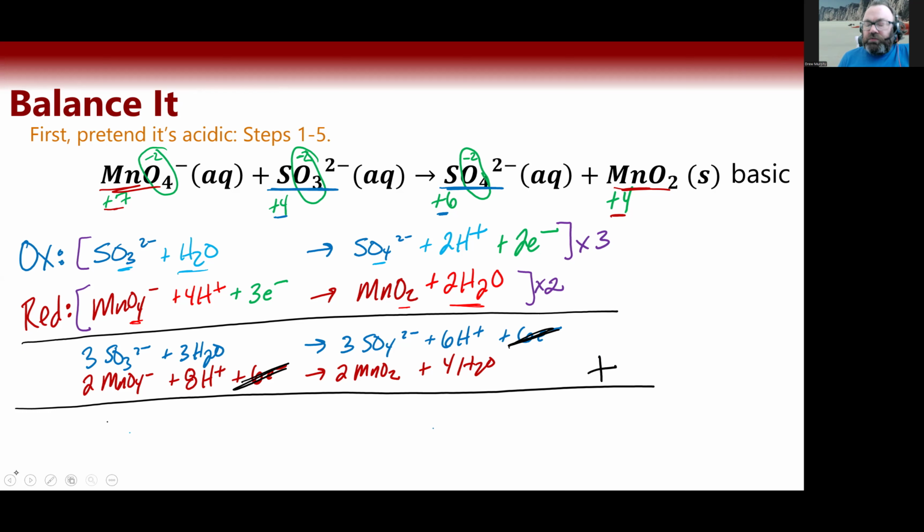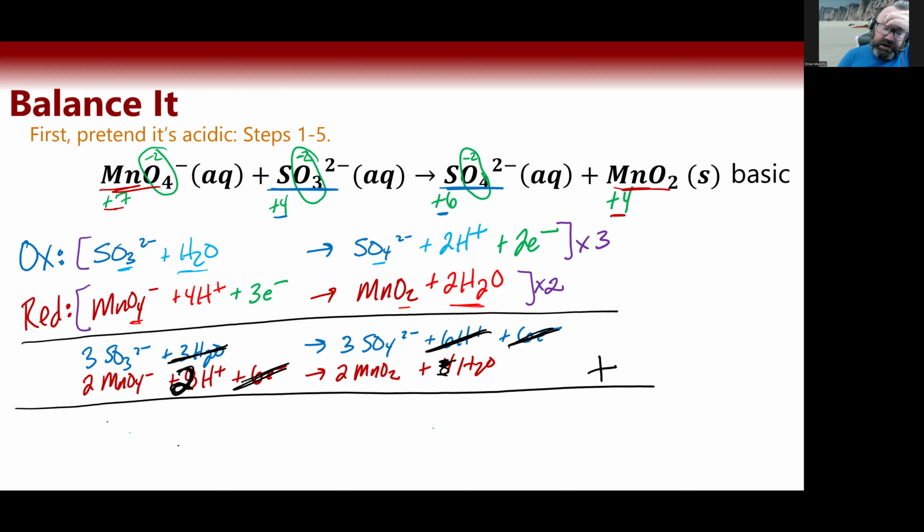Now we're going to cancel other things. Water and H plus might also cancel out. So there's 3 waters over here, and there's 4 waters here. So this is now just 1 water. There's 6 H pluses here, and there's 8 over here. So now this is 2 H pluses.